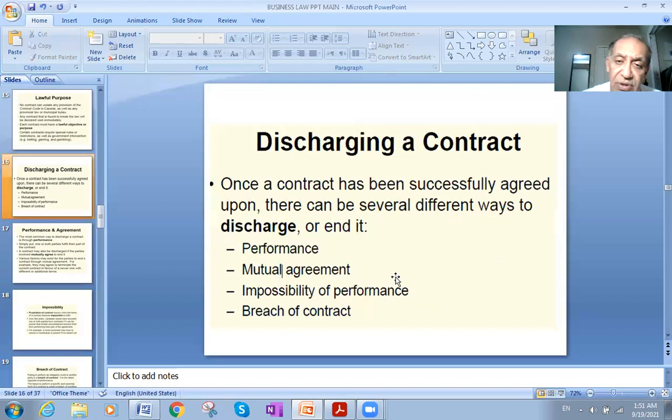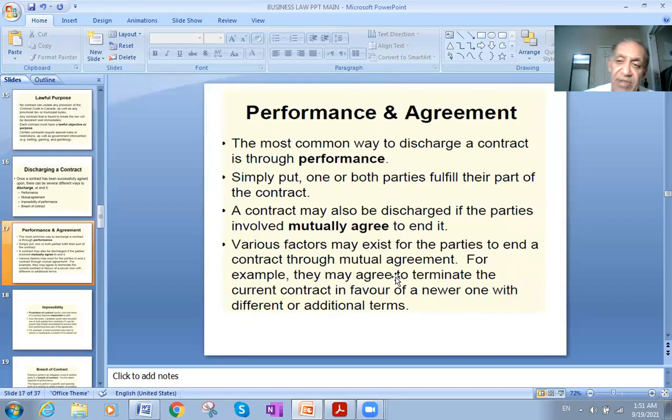So it will be discharged. If they say that's more than enough, we don't want to do this contract anymore, we have to stop this contract, both of them together, in that case they can discharge the contract, which means end this contract. Discharge means ending work with this contract.